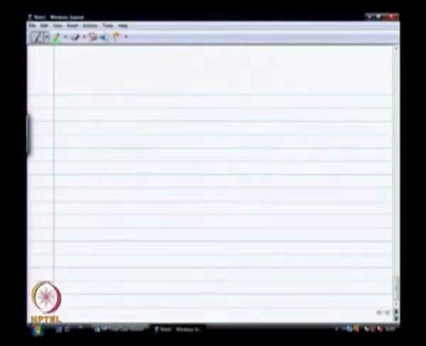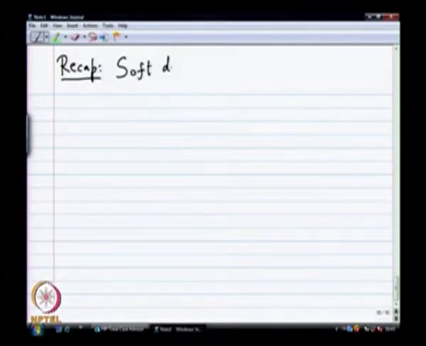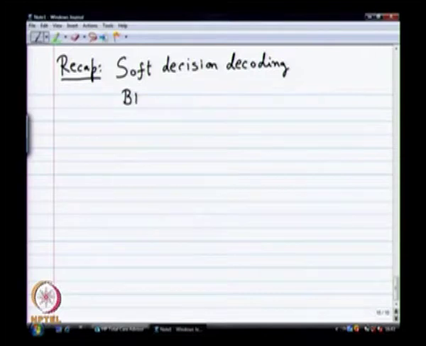Okay, so let us begin. Let me do a very quick recap of where we were. We are basically looking at soft decision decoding. The setting is BPSK over AWGN. This is a technical way of describing the setting, BPSK over AWGN, and we want to do soft decision decoding.